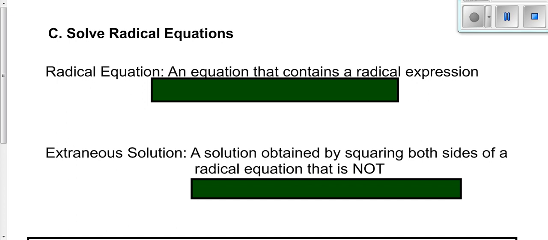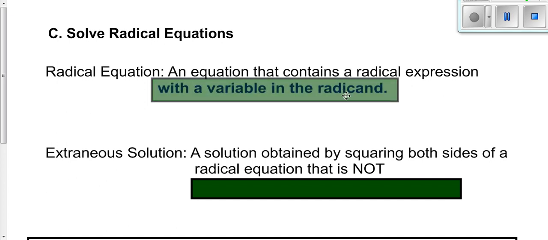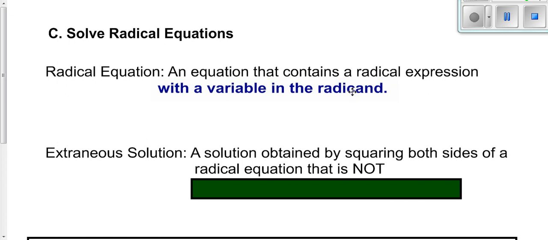This is part C of chapter 11, solve radical equations. Now a radical equation is more than just an equation with a radical in it. It's important that there's a variable in the radicand. Otherwise, if there's not a variable in the radicand, it's not necessarily a radical equation, it just happens to have a square root in it or a cube root in it.